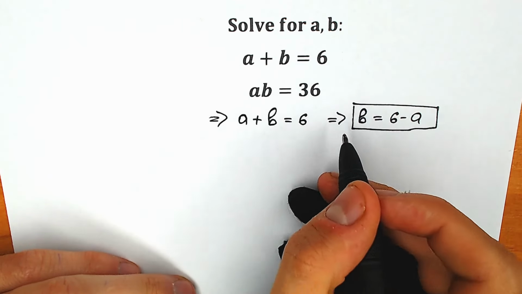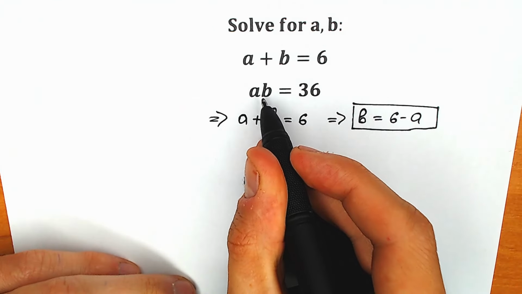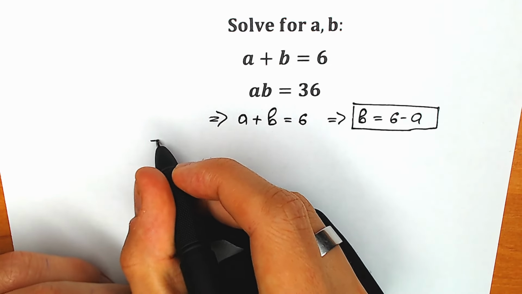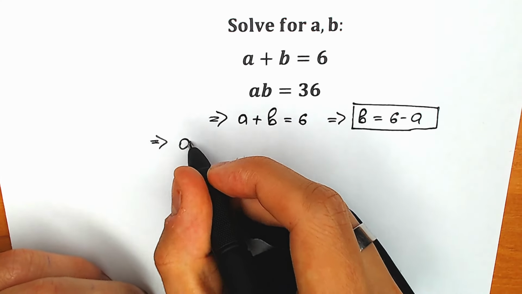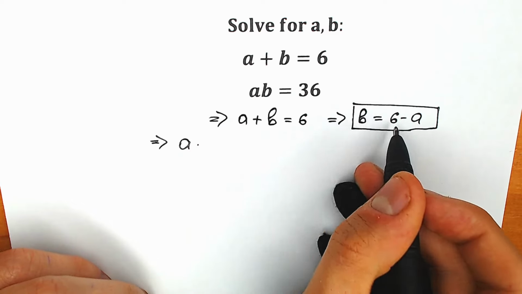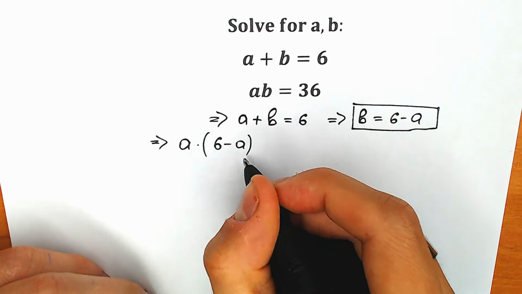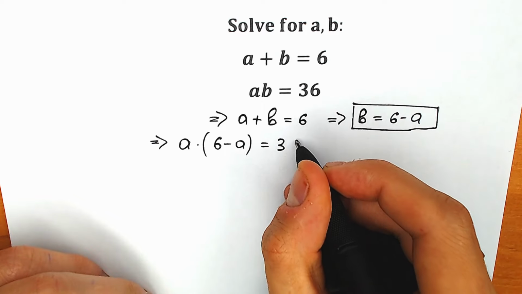The next thing we're going to do is plug into the second equation, instead of this b, 6 minus a. So let's do it. I'm going to do it on the left side right here. So we have a, and instead of this b, I'm going to plug in this 6 minus a. So we have times 6 minus a equals 36.